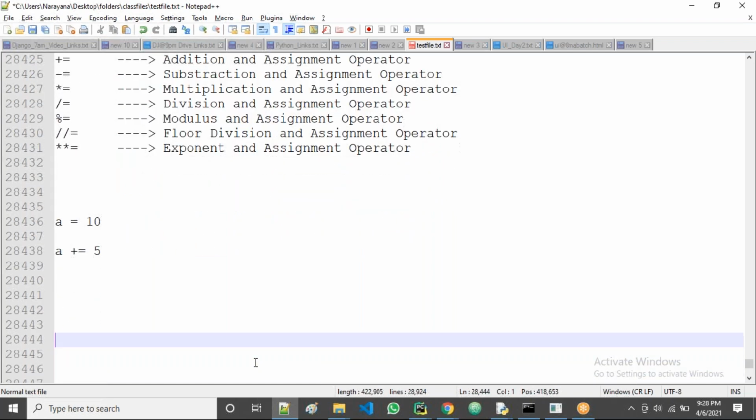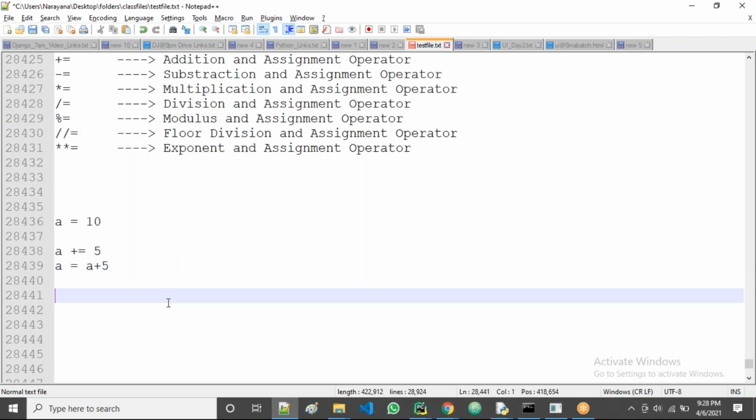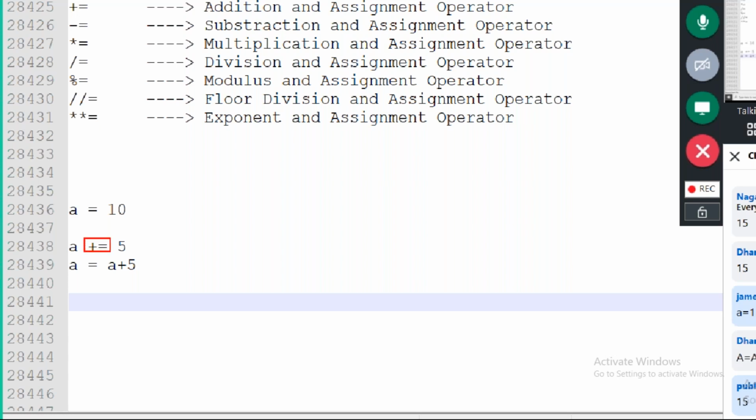So how it executes means a = a + 5, like this. All observe, right? So a += 5 means it executes like a = a + 5. What is the value of a? 10. Now 10 plus 5, how much now? 15, right? That 15 is assigned to which one? Assigned to a. So first performing the addition, then assigning. So it is the addition and assignment operator.